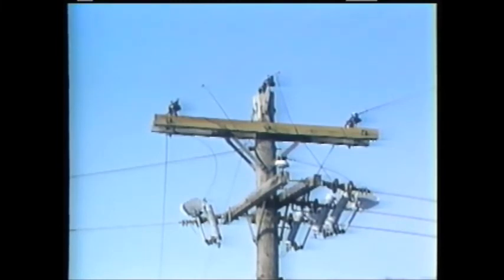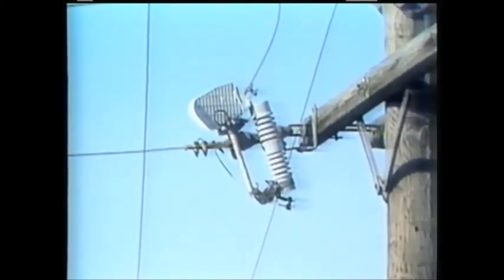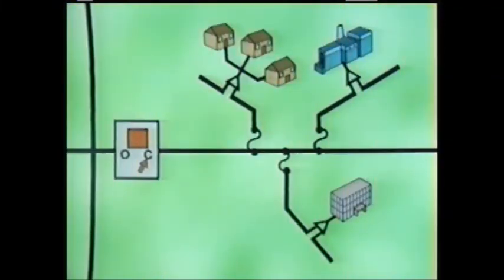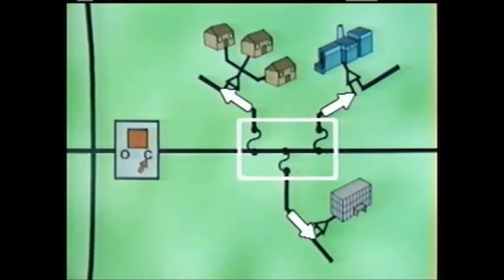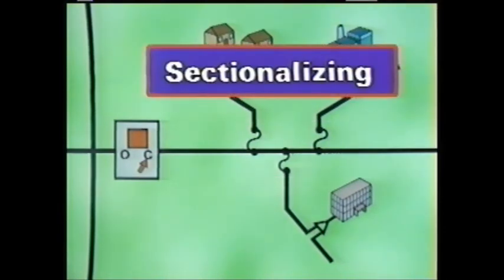Fuses are used to connect laterals and feeders. A fuse can interrupt the flow of electricity through a line, but in most cases cannot automatically close to restore service. In a coordinated system, circuit breakers protect feeders from damage due to faults, and fuses protect laterals from damage due to faults in a process known as sectionalizing.